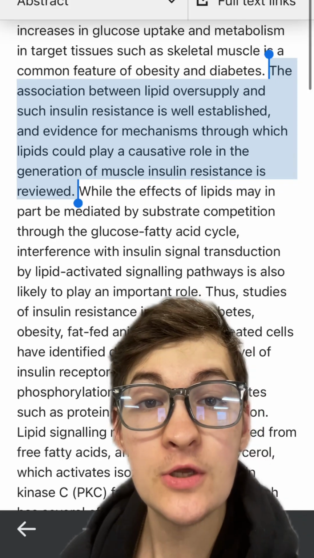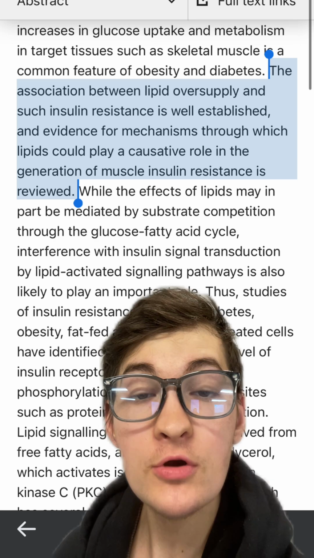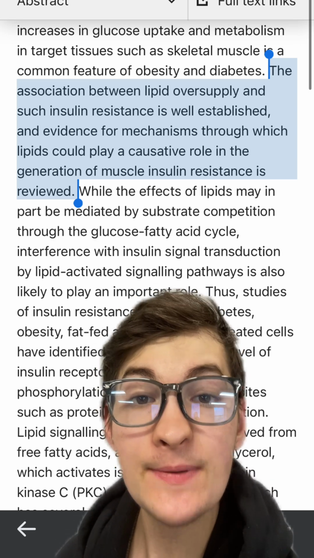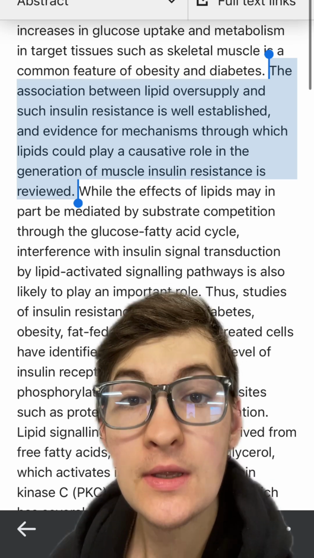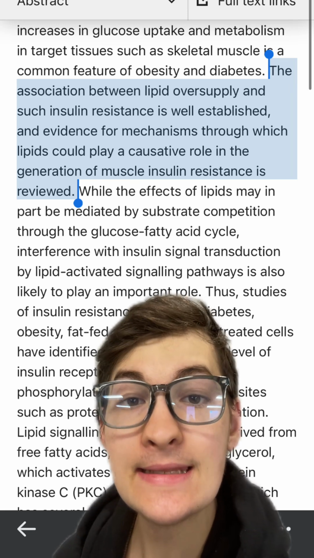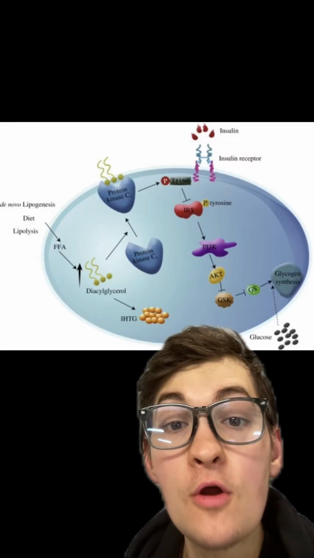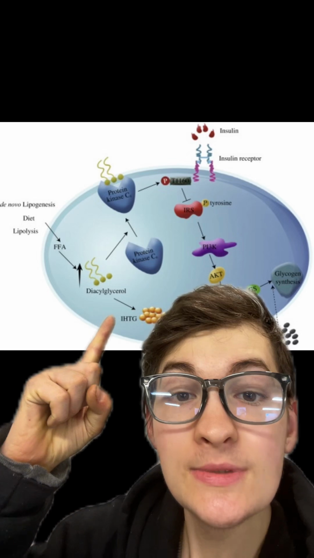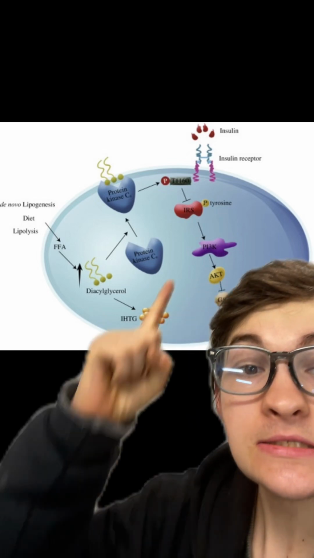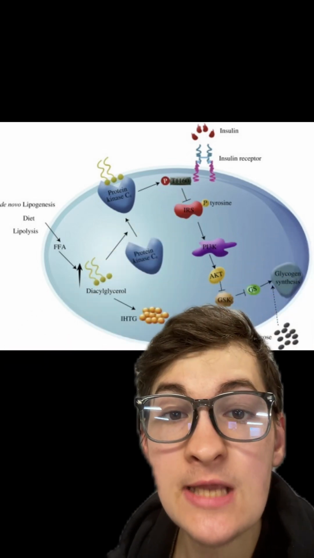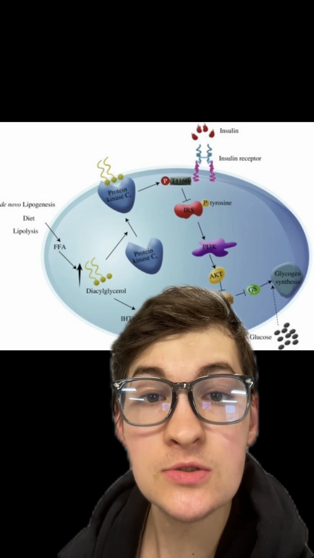As discussed in videos in the past, it is the oversupply and overabundance of lipids or fat inside of a cell that disrupts insulin signaling and leads to insulin resistance. For a fun graphic, fat accumulates inside the cell and can subsequently disrupt the insulin receptor, leading to what we would refer to as insulin resistance.